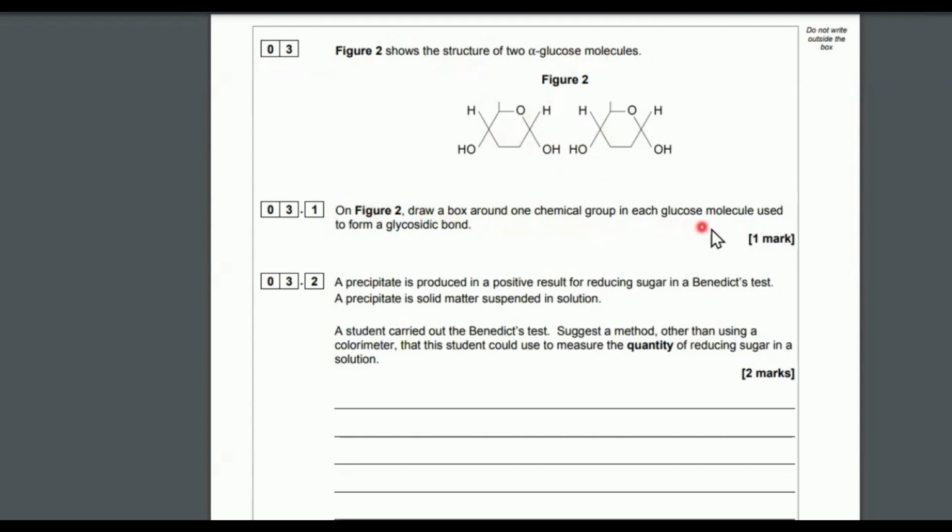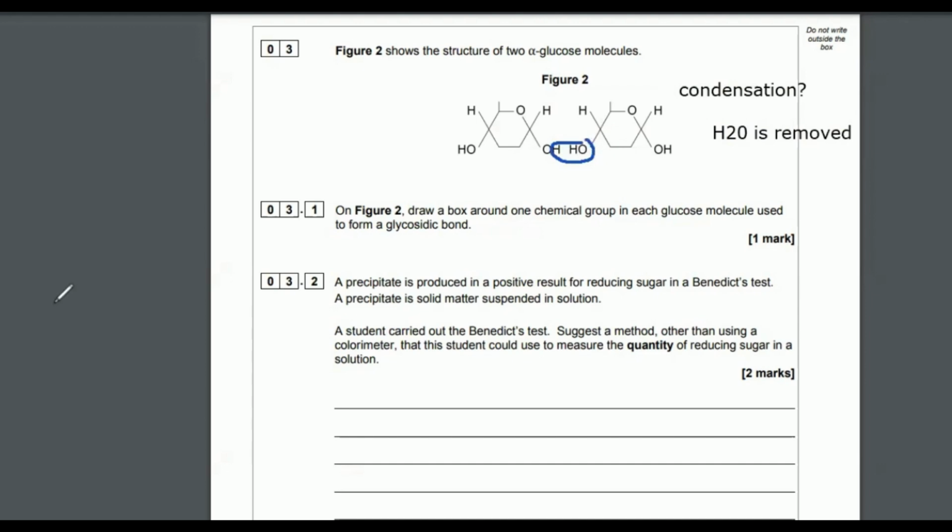Figure 2 shows the structure of 2 alpha glucose molecules. On figure 2, draw a box around one chemical group in each glucose molecule used to form the glycosidic bond. So, where does the glycosidic bond form between these 2 glucose molecules? Well, a condensation reaction takes place. You've got to ask yourself, what gets lost or removed in a condensation reaction? Of course, it's H2O that's removed. But what 2 groups does it come from? It comes from these hydroxyl groups. The OH groups are called hydroxyl groups.